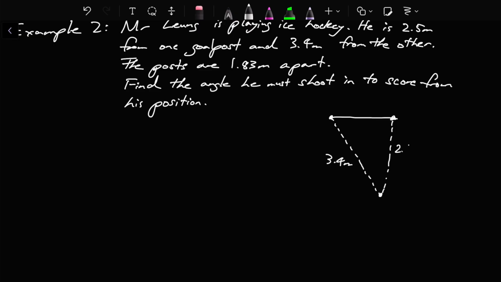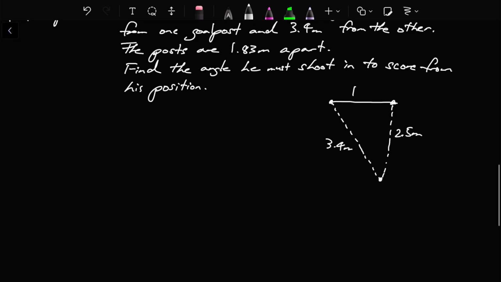This is 2.5 meters. We know that the goalposts are 1.83 meters apart. And we want to find the angle he must shoot in to score from his position, which means that there's a certain angle that if he goes over, he's not going to actually score. So in other words, we're asked to find that angle, right?